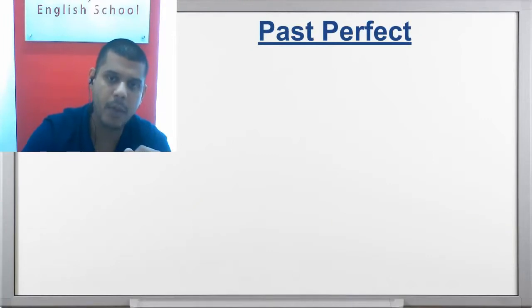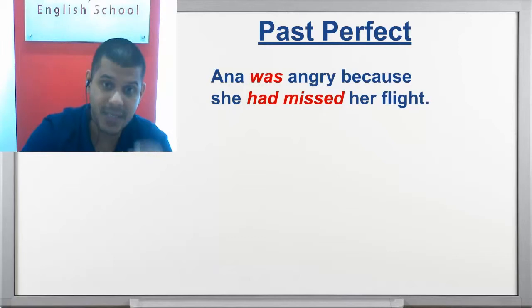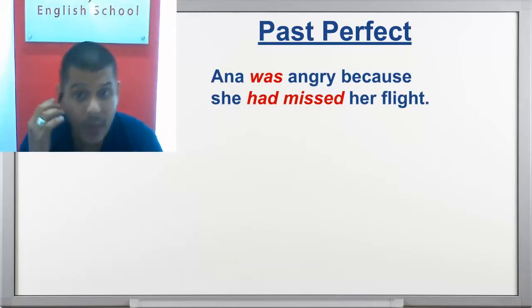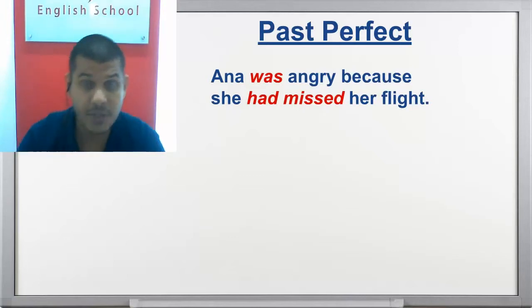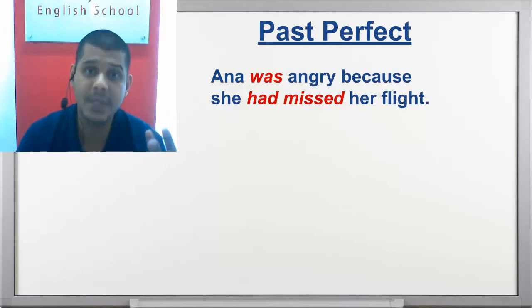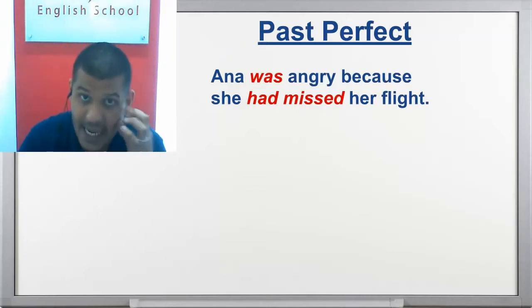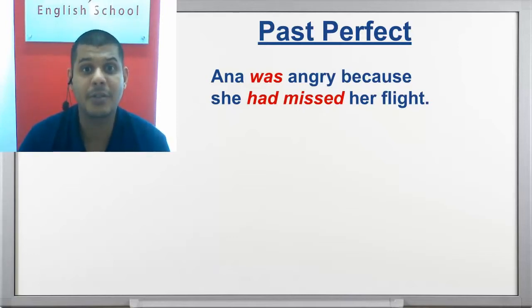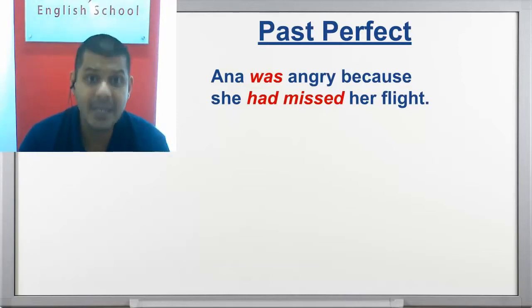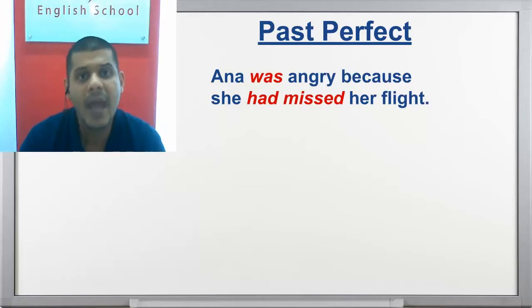I'll talk a little bit more about the past perfect. But now, my friends, I will give you some more examples and some differences. So let's take a look here. I can say, Anna was angry because she had missed her flight. So for example, I can say that yesterday Anna was angry because 2 days ago she missed her flight. What happened first? She missed her flight or she was angry? Actually, she missed her flight first, right? So she missed her flight, and because of that, she was angry.